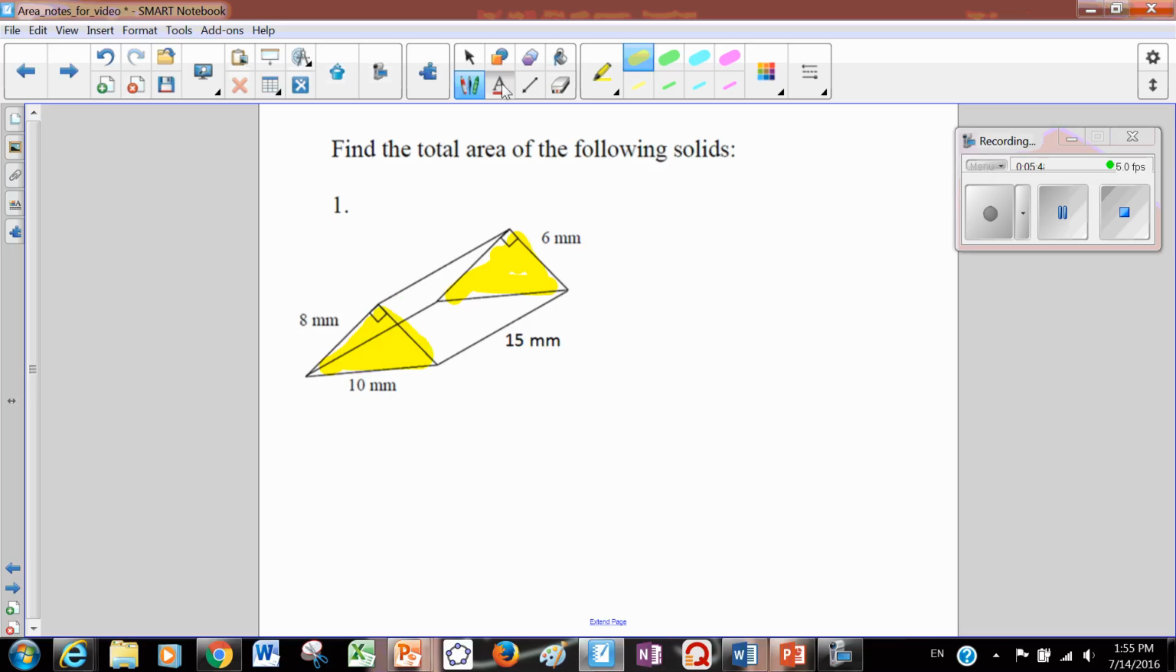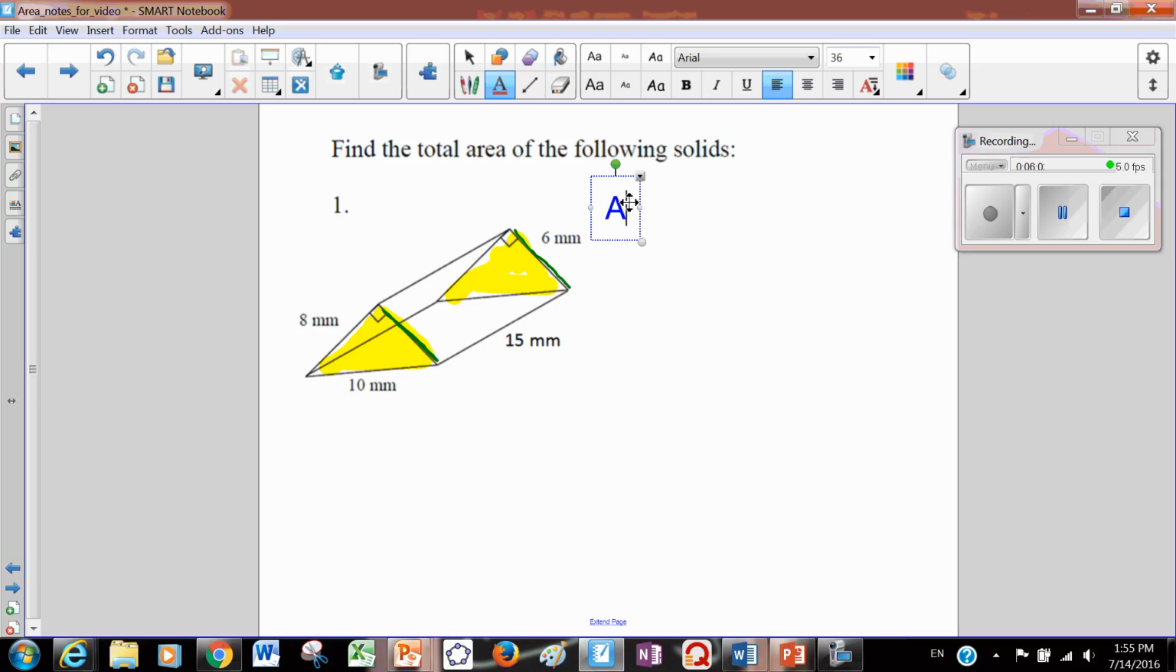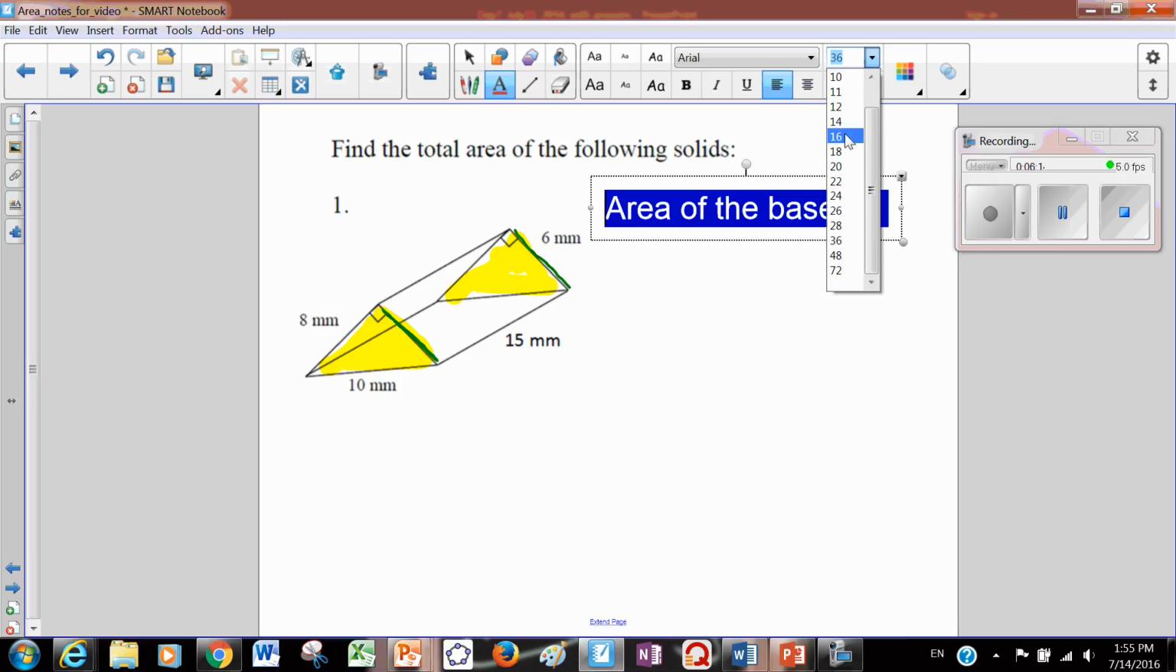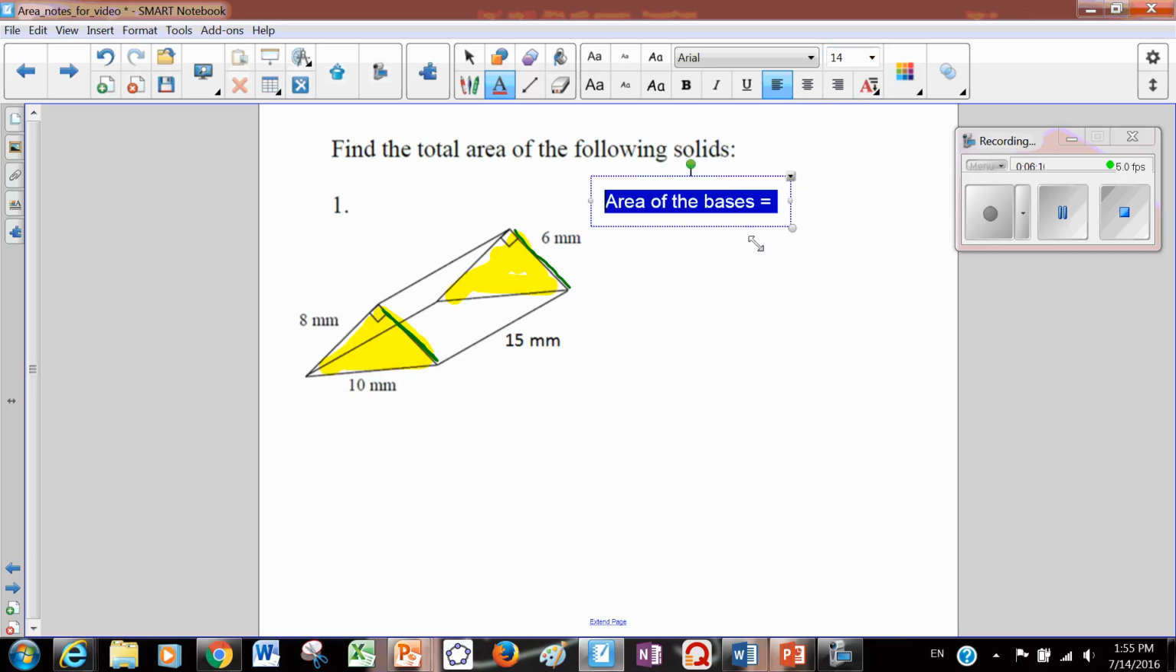Okay. You can see the 6 millimeter on this side. The 6 millimeter here is the same here. And I have 2 of the same base. So I'm going to start with the area of the bases, and I have 2. Hold on, I'm just going to make this smaller a bit. So if we do the area of the bases, we're going to have 2 times the area of one base, and the area of one base is a triangle.